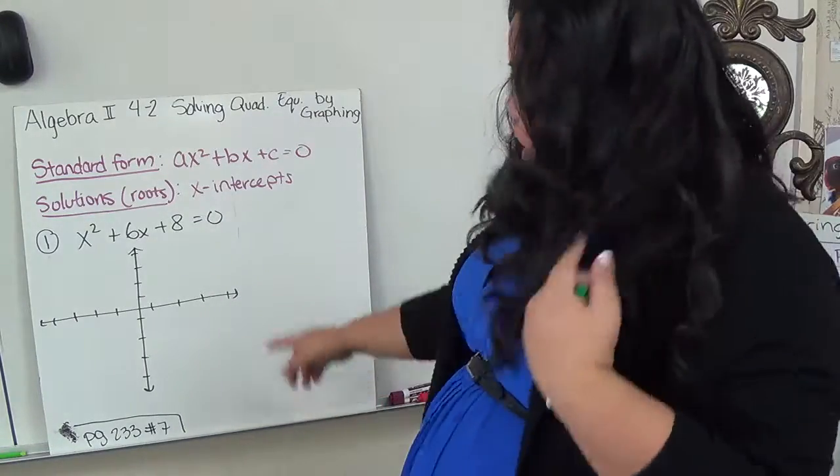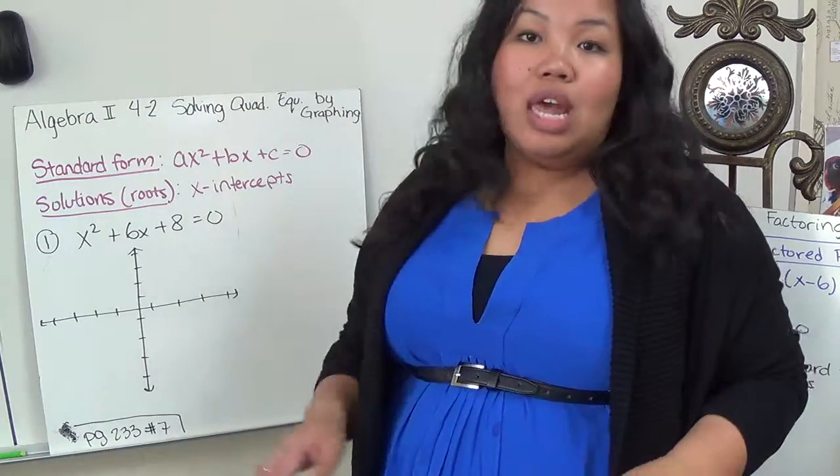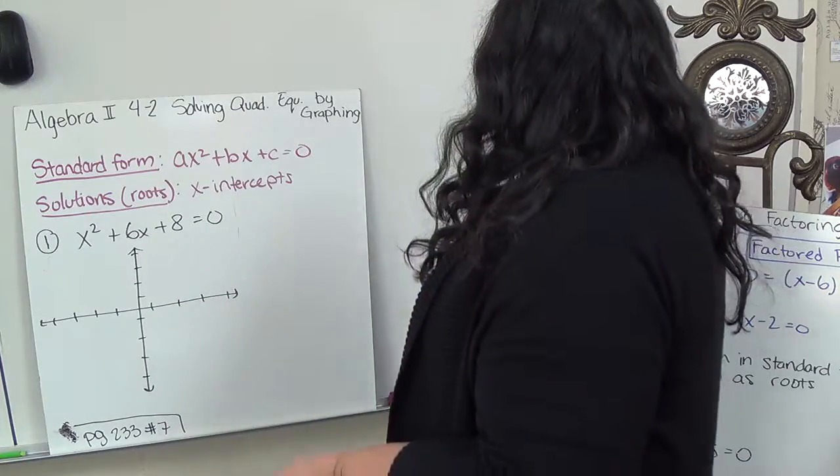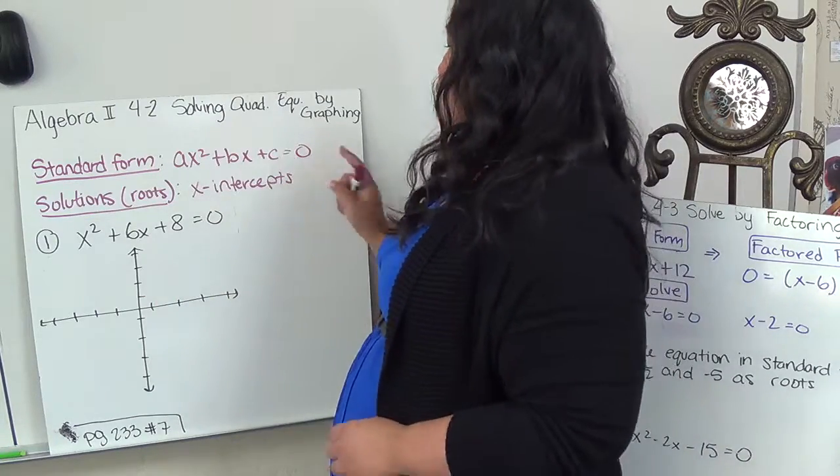So when we're graphing, if we were just to graph it, we find the x-intercepts, then that should be our solution. That means wherever it hits the x, I plug it in, it should give me a 0.